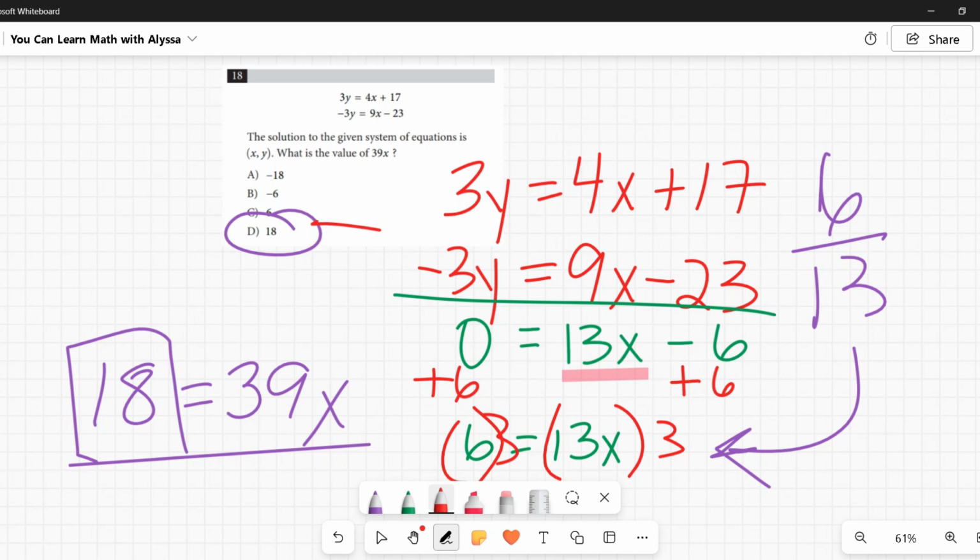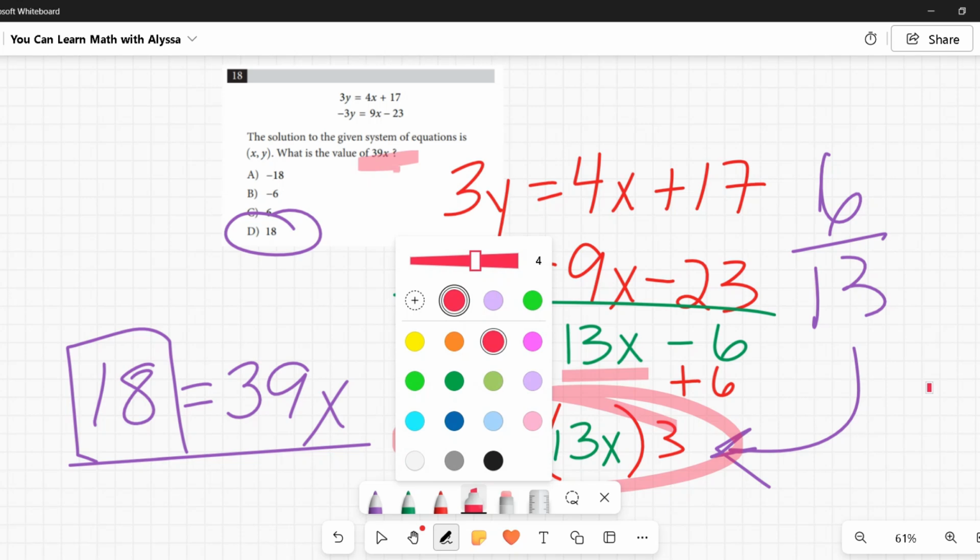D, 18, is your answer. And they're trying to push you to do elimination because you reach this little halfway point where it can very quickly become 39x and you don't have those decimals involved. Yeah, that's how they're trying to catch you on this, trying to force you to do elimination. But it's ultimately your decision. And so you get D as your answer.